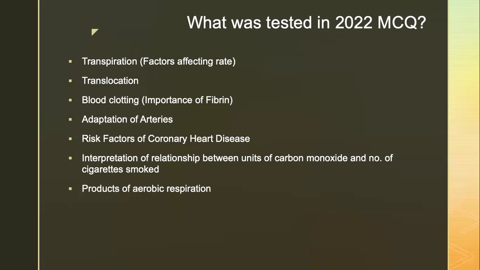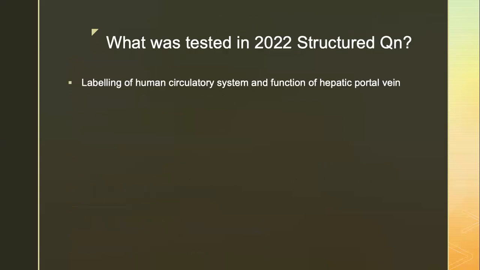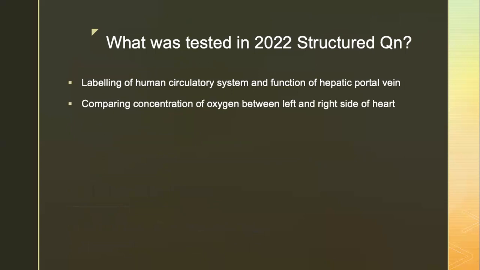Products of aerobic respiration, concepts of asexual reproduction, the process of fertilization involving the formation of zygote, the functions of the organs in the reproductive system, both male and female. For the structured questions, the students are required to label parts of the human circulatory system and state the function of the hepatic portal vein.